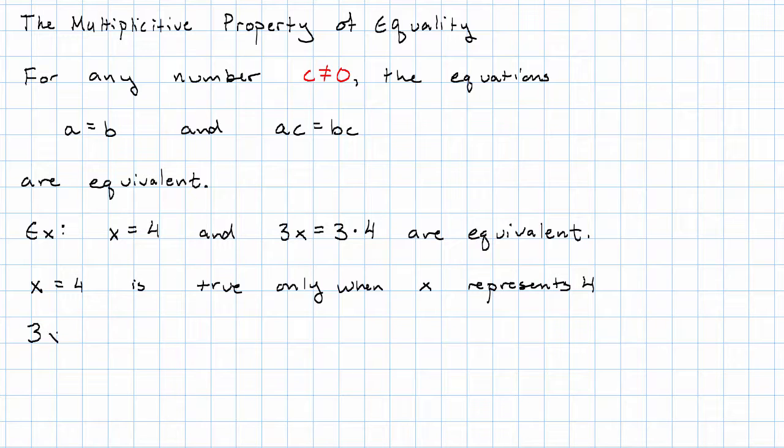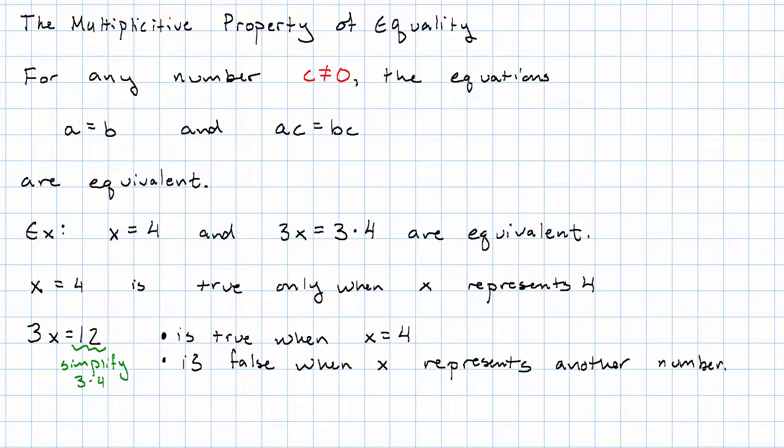On the other hand, 3x equals 12, again we've simplified the 3 times 4. This is true when x represents the number 4, but it's false if x represents any other number, because any other number times 3 is something other than 12.